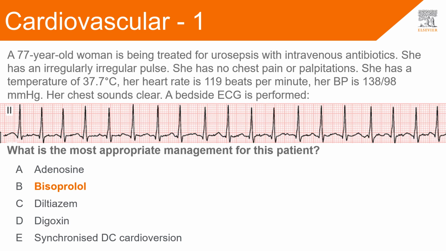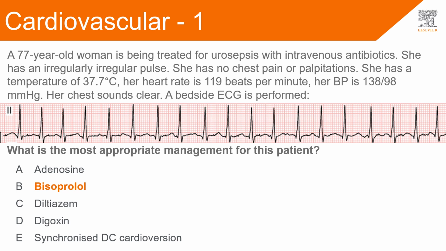Beta blockers work by reducing the sympathetic drive to the heart, slowing down AV node conduction, and decreasing the ventricular rate. Bisoprolol is a selective beta-1 receptor blocker, which makes it a suitable choice for this patient because it has less impact on the bronchial and peripheral vascular functions compared to non-selective beta blockers.